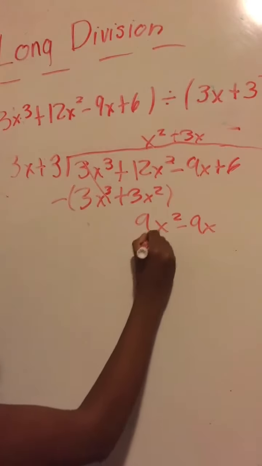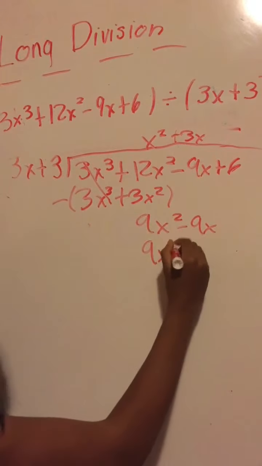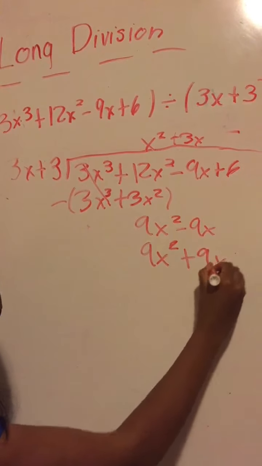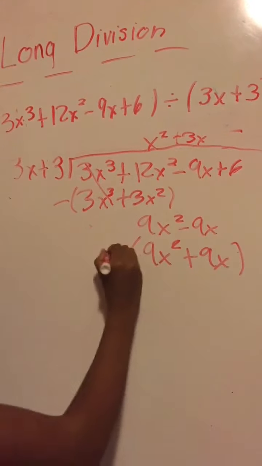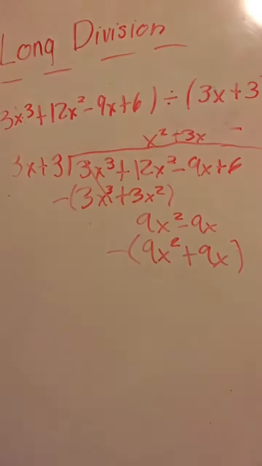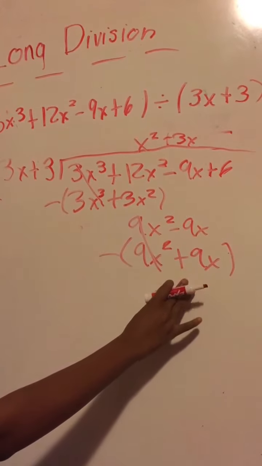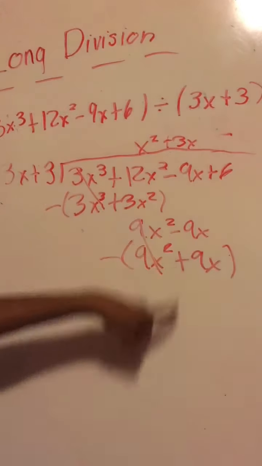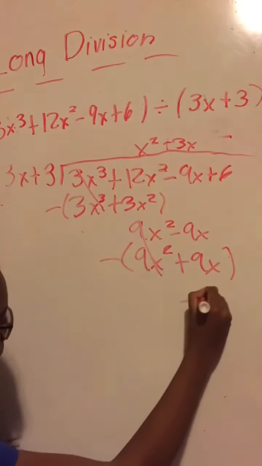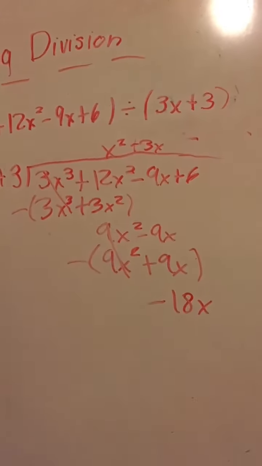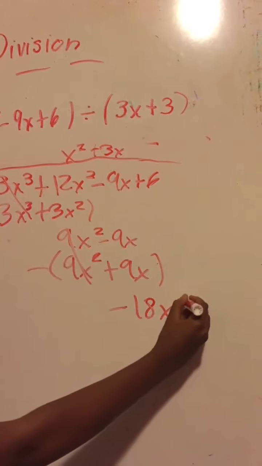And you take that and you move it under your 9x squared minus 9x. So 9x squared plus 9x. Subtract. Those two cancel out. Negative times a positive is a negative. So you add your negatives together, and that gets you minus 18x. Bring down your 6.